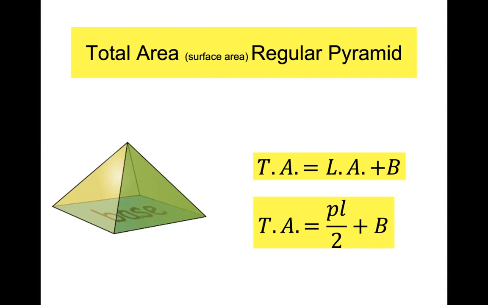Now, why don't they write that as a theorem? I'm not sure, but they don't. So surface area or total area of a, and this is only for a regular pyramid, the total area is equal to PL over 2 plus capital B, where capital B is the base area.